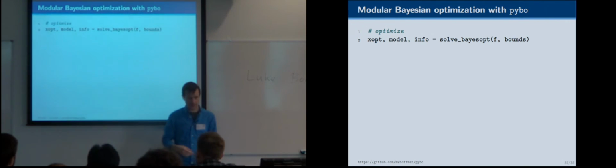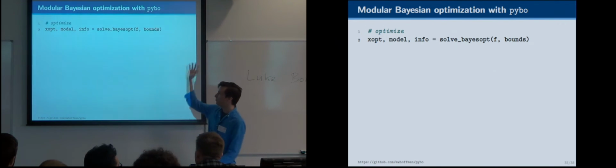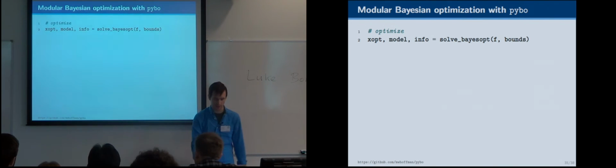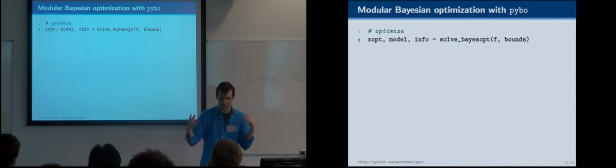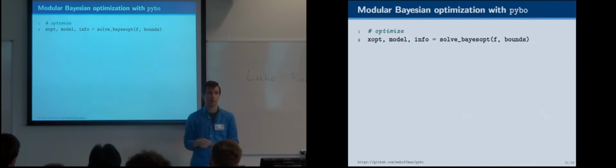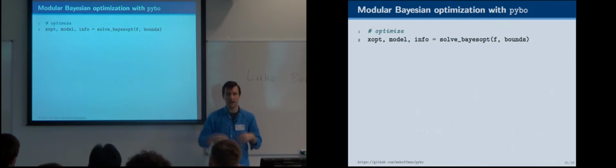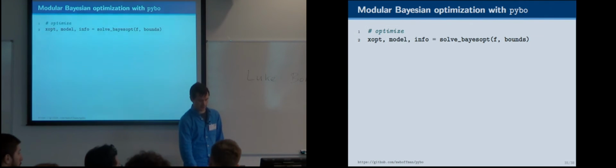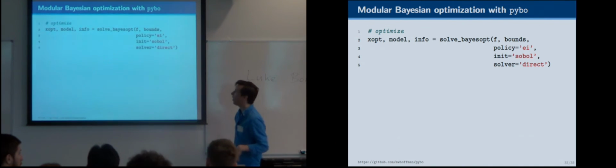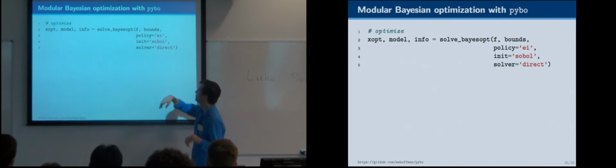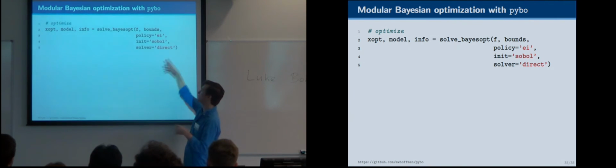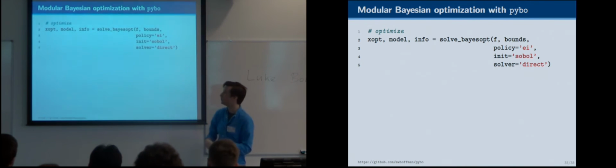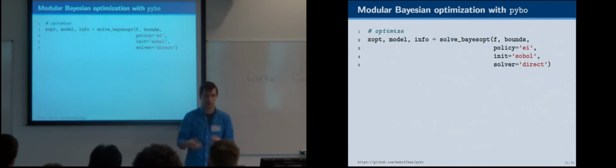If you just want to use it, you don't really have to think about things. You just call a solver with f and some bounds. We haven't really implemented the unbounded things. This is joint work with Bobak Shahriari, who worked with Nando on the unbounded Bayesian optimization, but we haven't implemented that in this framework yet. But we can also vary the policy you want to use, the initialization method you want to use, the solver you want to use if you're using an acquisition function.